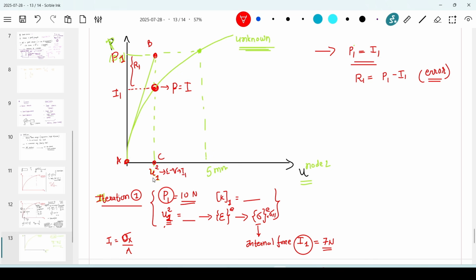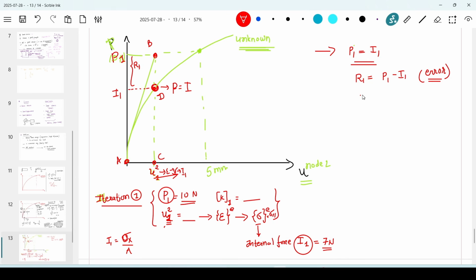When we follow this FEA procedure, after solution U, we follow these FEA steps, we get I. So from C we get this D point. Once we get the D points, we can easily find the error between the external and internal forces. That is R1 is equal to P1 minus I1. So this is for iteration 1.